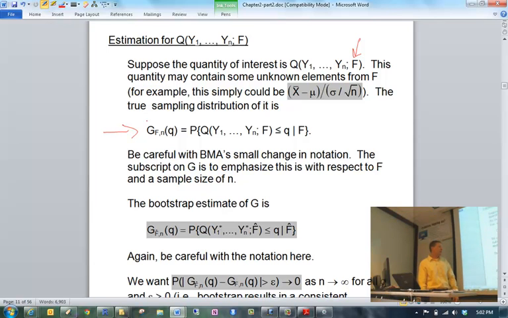Now, what the bootstrap does is look at a very similar quantity, and we put stars on the y's. We now have F hat to worry about, so its distribution is denoted by G F hat for a particular sample size of n, evaluated at q.